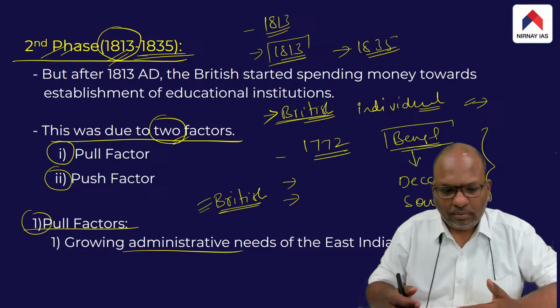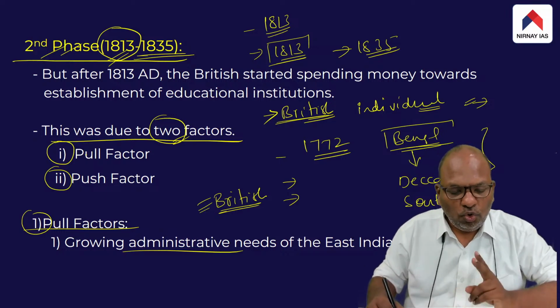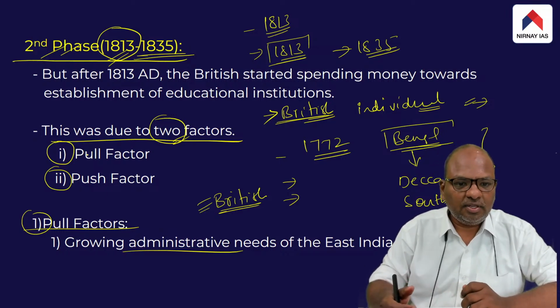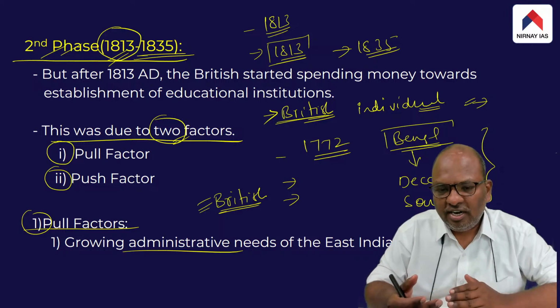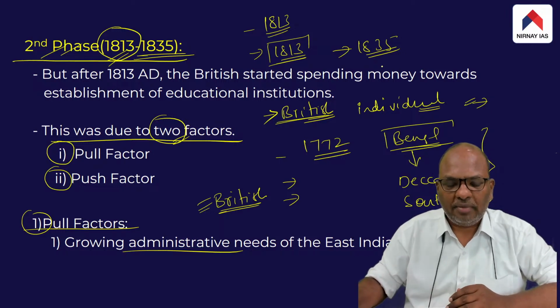So the whole point which I am trying to convey is, there are two major factors that forced the British to start spending money towards education from 1813.